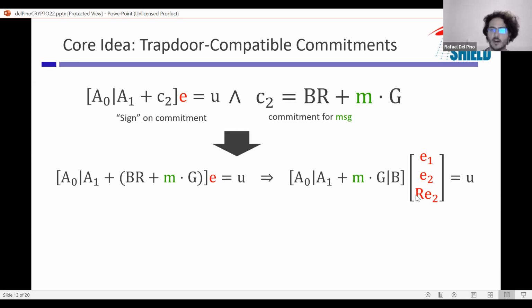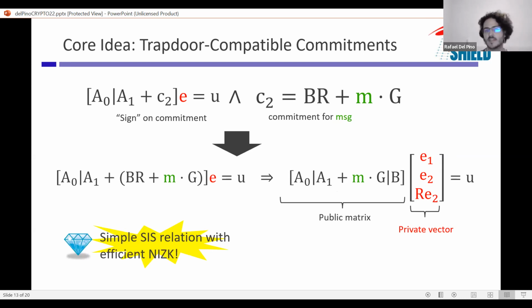And we can move R to the randomness vector because R is small. So if we just push it to the right, we have a new secret vector, which is e1, e2, R times e2, where e1, e2 are the two parts of e. So what do we have? We have a new public matrix and a new private vector, such that this vector is basically an ABB signature for M.